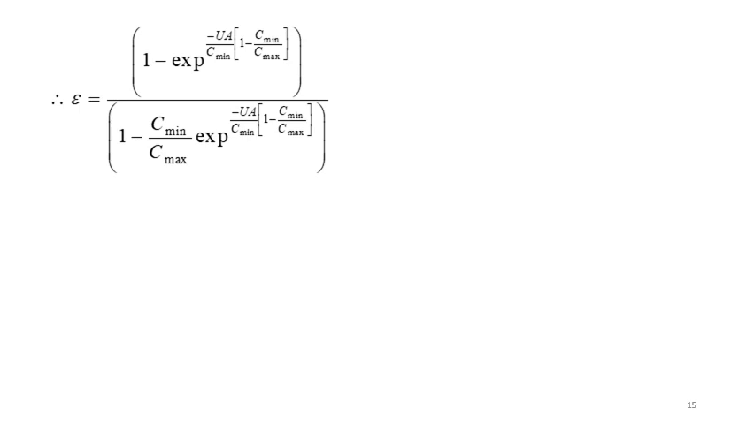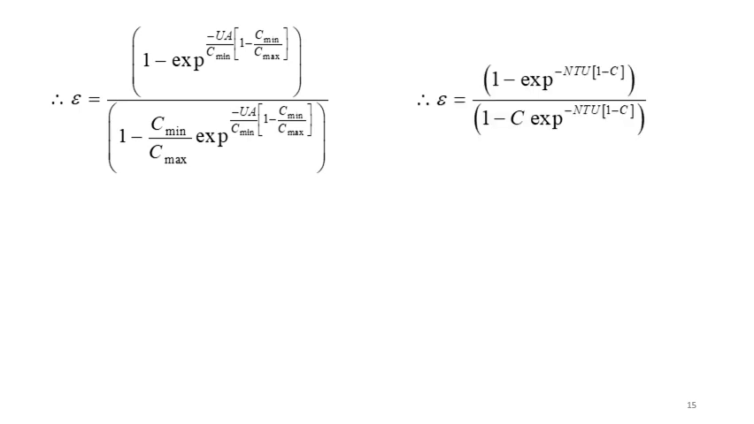We know UA by C min is NTU and C min by C max is C, so we can write effectiveness is equal to 1 minus exponential to the power minus NTU into (1 minus C), divided by 1 minus C into exponential to the power minus NTU into (1 minus C). This equation is for the effectiveness of a counterflow heat exchanger.